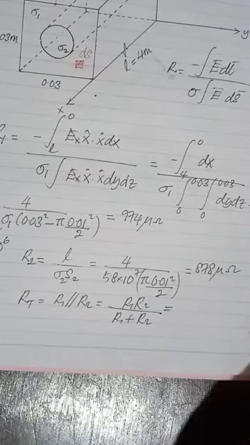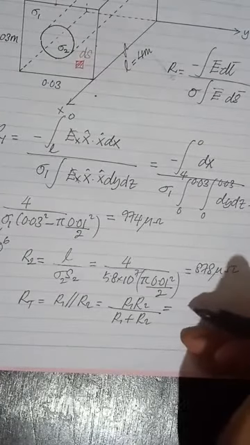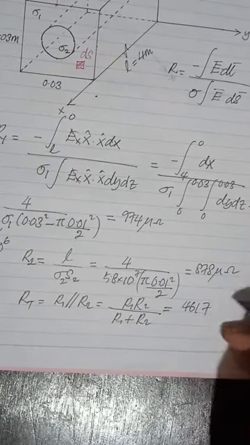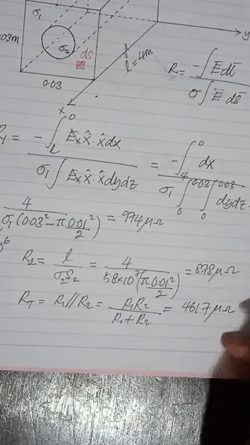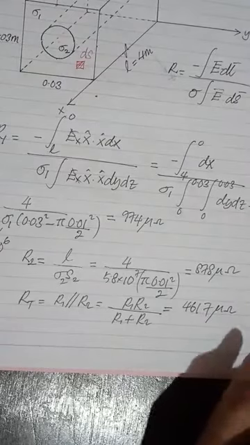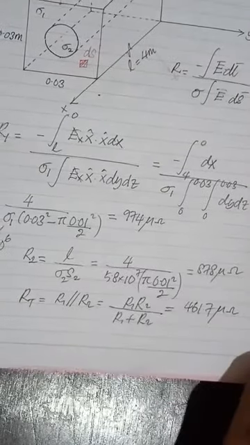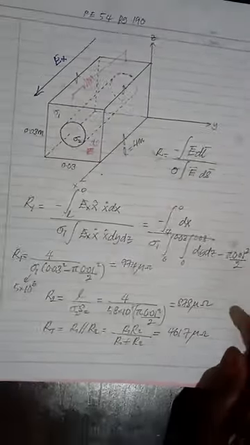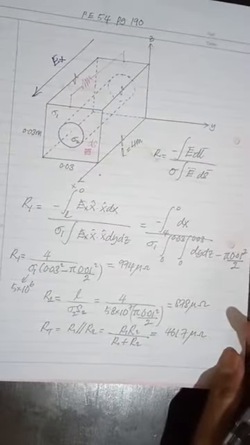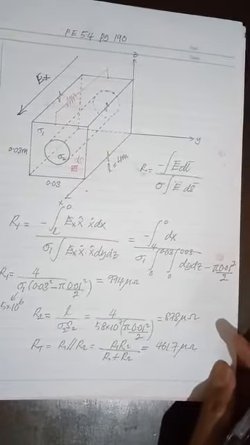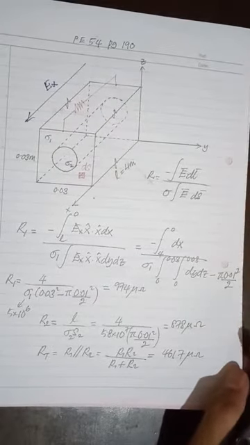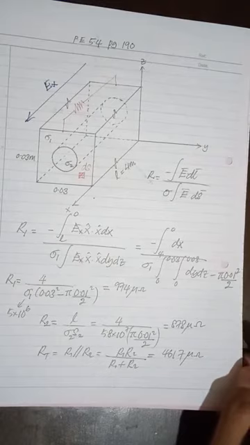So finally we are going to have this equation become 461.47 micro ohm. Alright, so guys, this is the way we can solve these problems to find the R total from this composite bar structure. Okay, so I hope you can try it yourself, and all the best. Thank you.